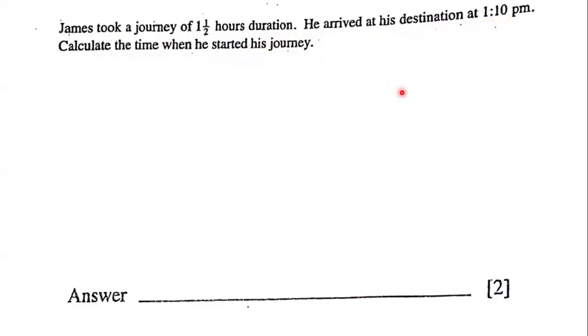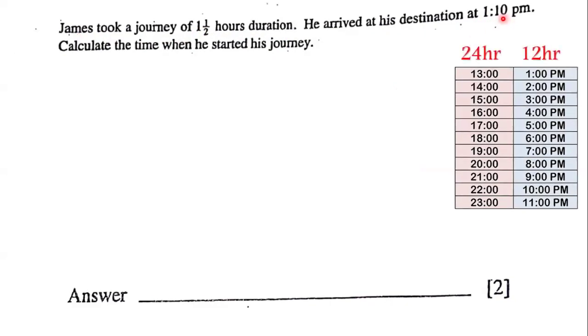Now, the first thing that we're going to do is take this 1:10 p.m. and convert it from the 12-hour clock to the 24-hour clock. Indeed, 1 p.m. is actually 13 o'clock in the 24-hour clock. So that means that 1:10 p.m. is going to be 13:10 in the 24-hour clock. And so that's what we're going to do here.